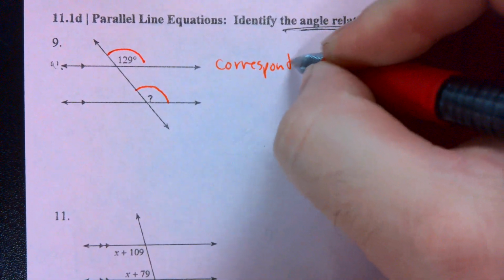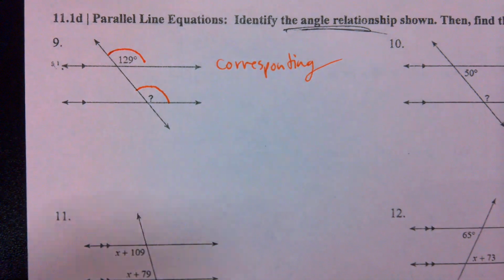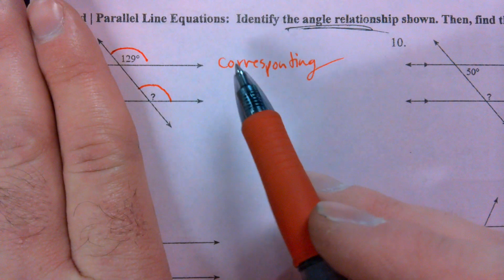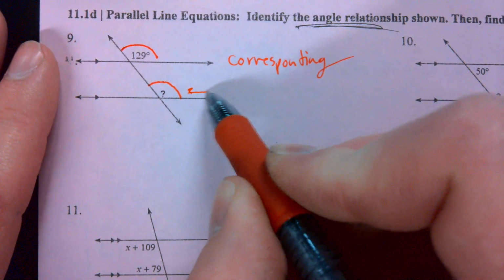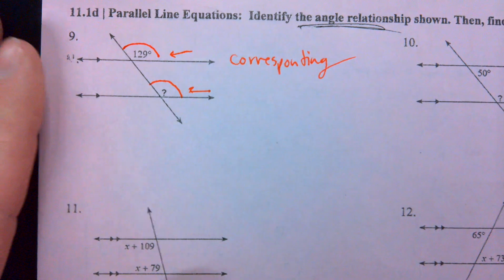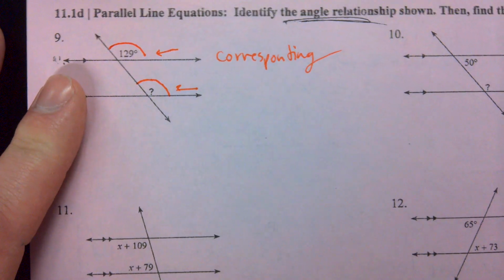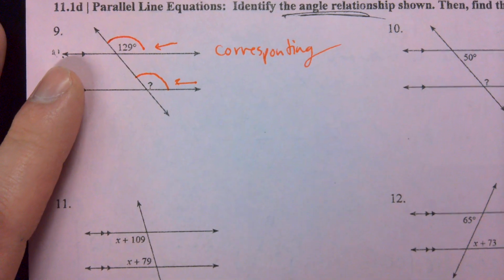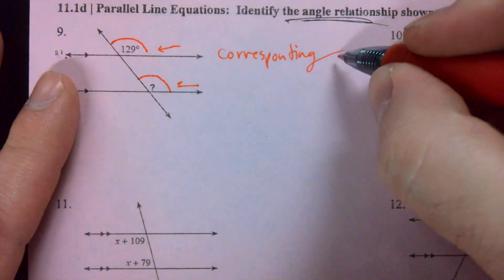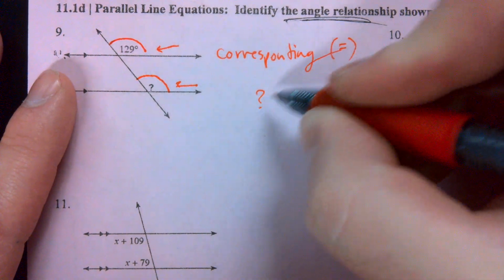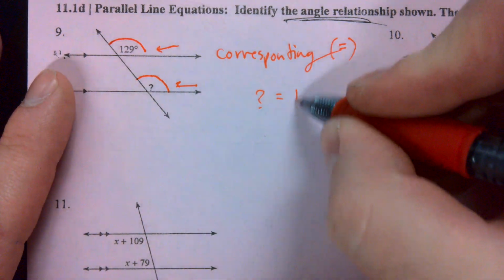Corresponding. They're on the same side of the transversal. One's on the interior, one's on the exterior. That is corresponding. Are corresponding angles equal or supplementary? They're equal. So what is my question mark angle equal to? 129 degrees.